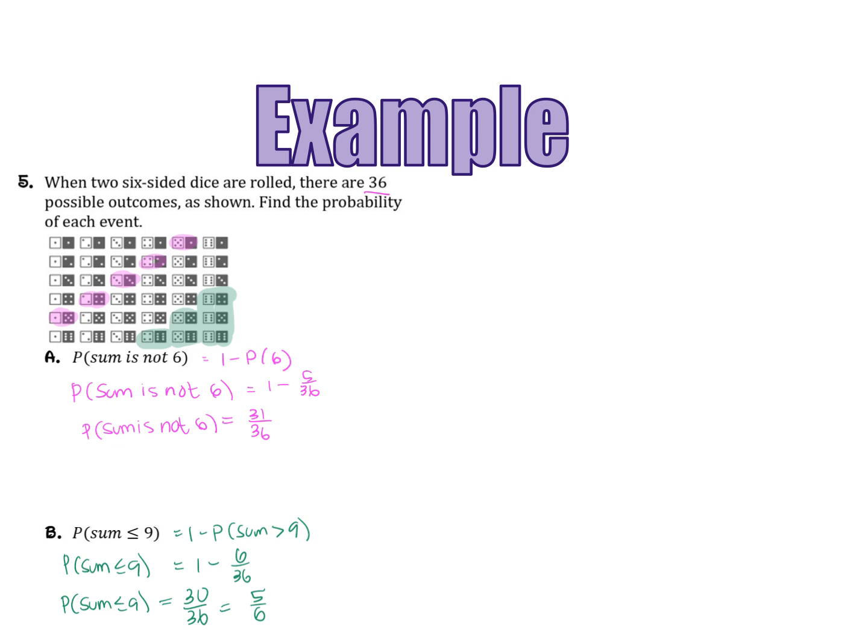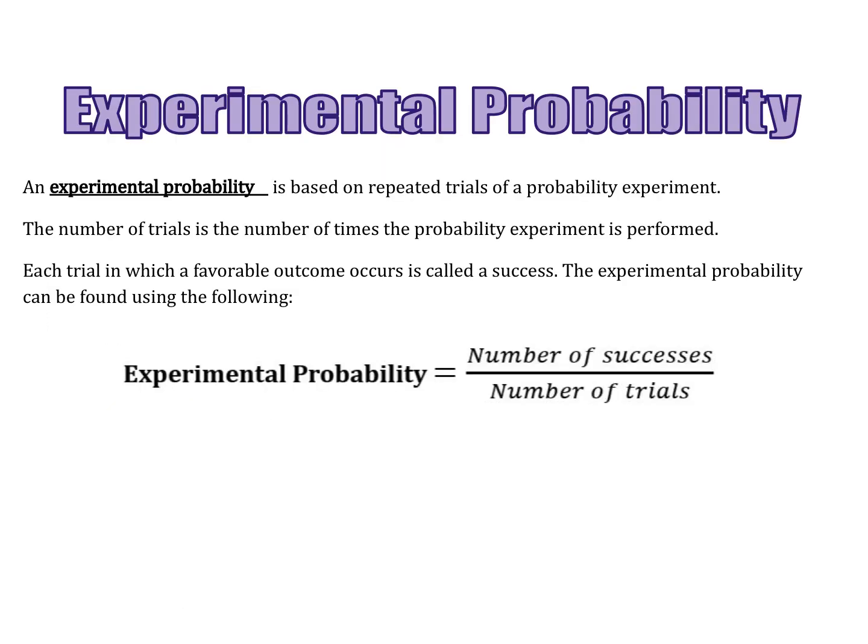Let's talk about experimental probability. If theoretical probability was summarized as what should happen, we all know that what should happen isn't always what happens. I should roll a 6 every 6 times I roll the dice, but it's totally possible that I roll the dice 12 times and I don't roll any 6s at all. And that's the difference between experimental probability and theoretical probability.